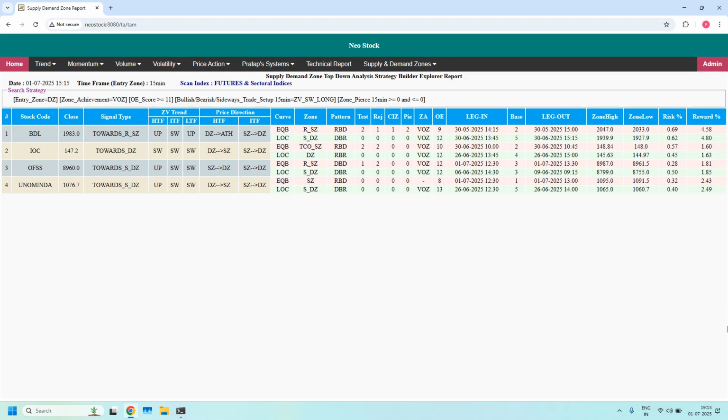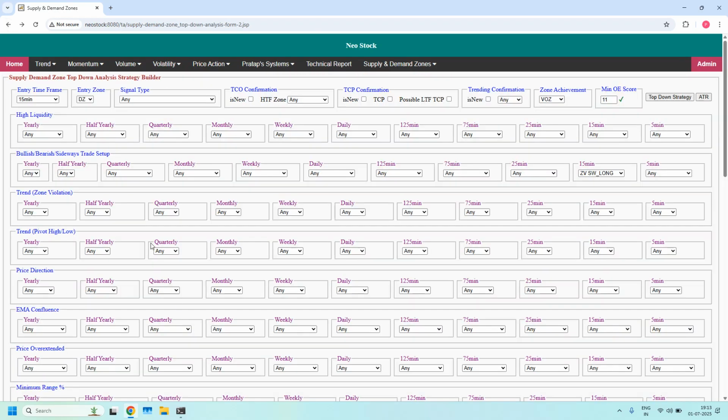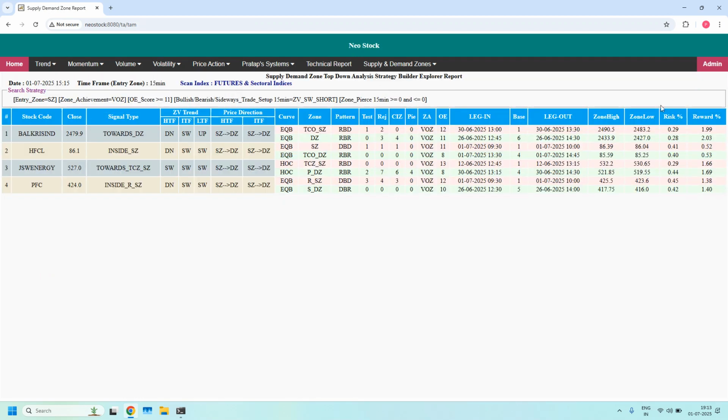Next we will look into daily income trade sideways short trade setup. Short trade setup, entry time frame, the changes are entry time frame zones are 15 minutes supply zone, and one more change, sideways short trade setup. Let's filter. We got 4 stocks. And entry time frame zones are 15 minutes supply zones. See, both these stocks already tested. And the 4th one already tested 4 times.